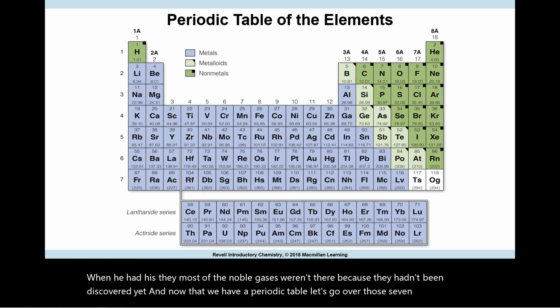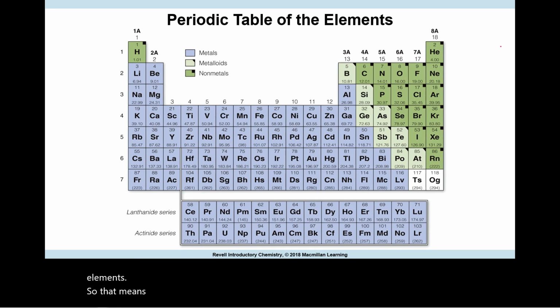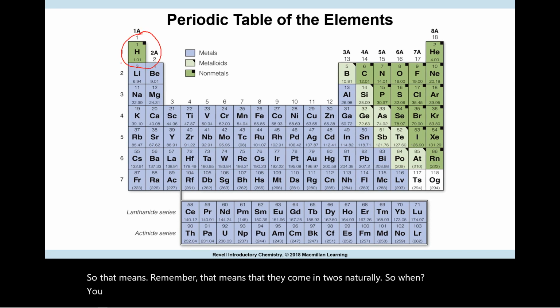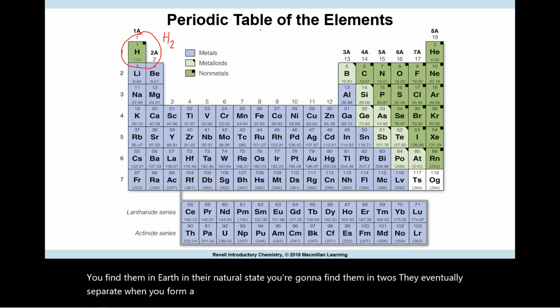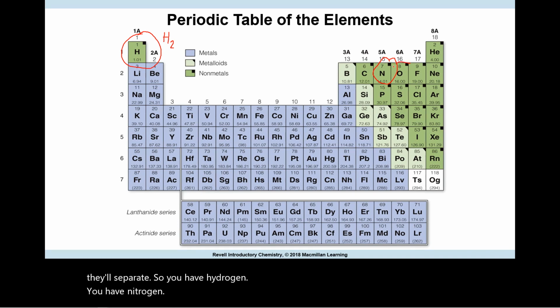diatomic elements. Remember, that means that they come in 2s naturally. When you find them on Earth, in their natural state, you're going to find them in 2s. They eventually separate when you form compounds or when they dissolve in water, whichever one. So you have hydrogen, you have nitrogen, oxygen, fluorine. Let's write those down. Nitrogen, oxygen, fluorine.